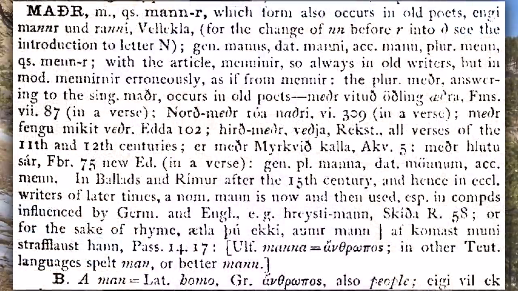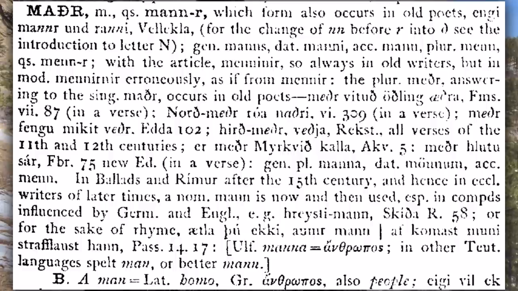But mother, of course, there's some weird grammatical stuff going on with that. So we see masculine, and it says which is, right? So he's saying sort of like really underlyingly it is manner, which form also occurs in old poets, rhyming with words like that. He's inferring that from rhymes. Not crazily, but it's not a form you're going to see in standard editions. For the change of nn before r into th, see the introduction to the letter N. Then he gives you genitive, accusative, plural, that is nominative plural, menn, with the article mennirnir, so always in old writers, but in modern, mennirnir, erroneously. Anything he doesn't like about modern Icelandic is an error. As if from menir. The plural menn, answering to the singular maðr, occurs in old poets, in a verse.